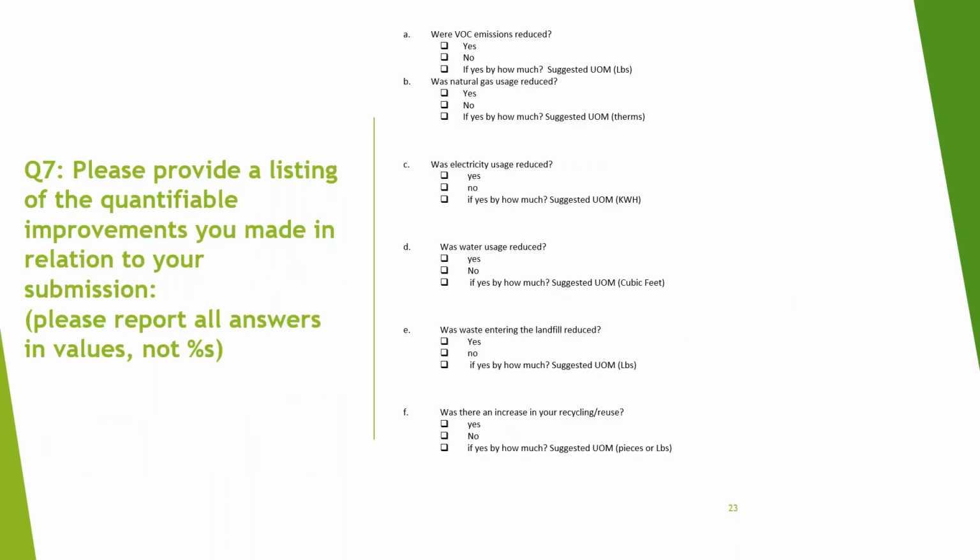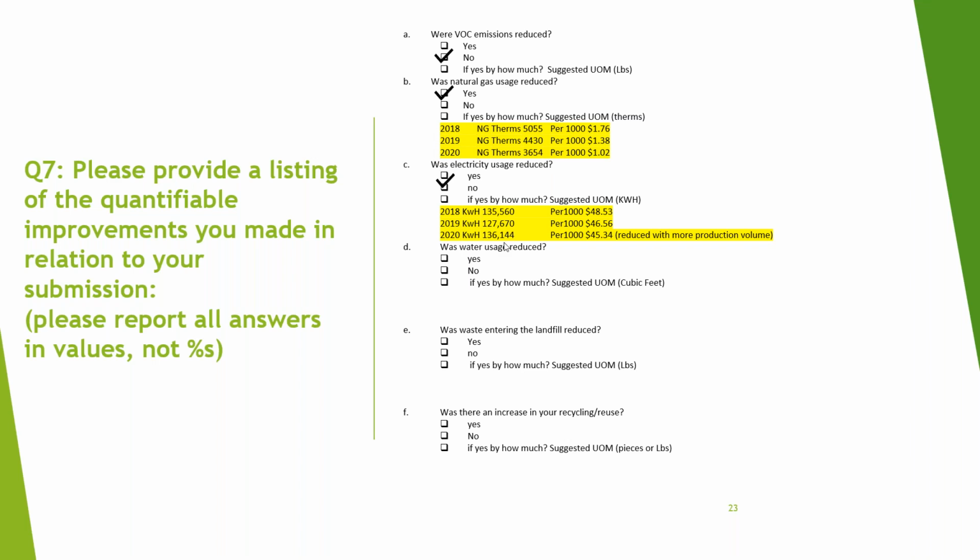And lastly is the quantifiable improvements. You'll see in this submission, there are a lot more quantifiable improvements than in the Trailhead Award. For this, natural gas was reduced. You can see the progression year over year here in therms and in dollars. The electricity usage was also reduced. Same, you can see it here in kilowatt hours and cost per 1,000 units. They also reduced water usage. You can see that in gallons and then dollars per gallon or 1,000 gallons.